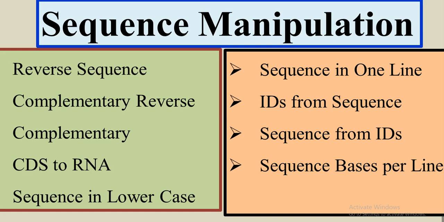And also how many base pairs in one line, or we need the sequence in uppercase. We have a lowercase sequence and we need to convert it to uppercase. So in all these conditions, how can we manipulate our sequence, either reverse complement or complementary reverse, either RNA, lower case or uppercase, or only get the IDs from the sequences, or remove the IDs and get only sequences. Let's start.